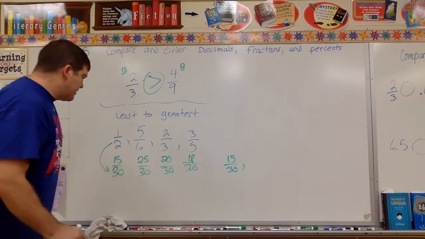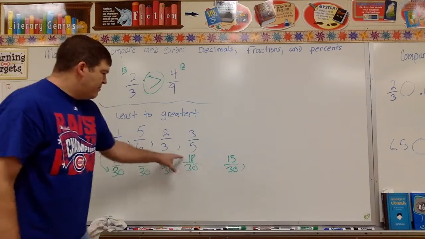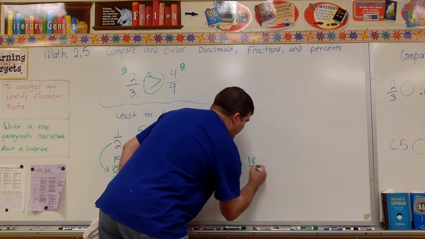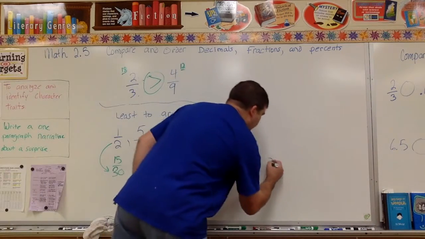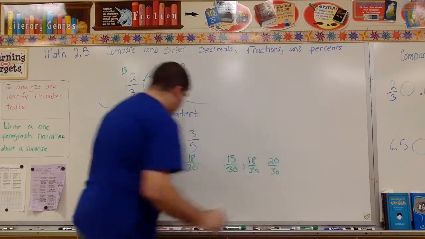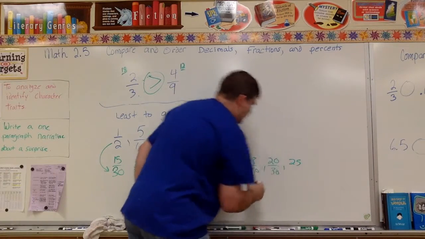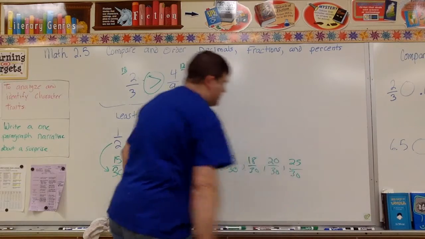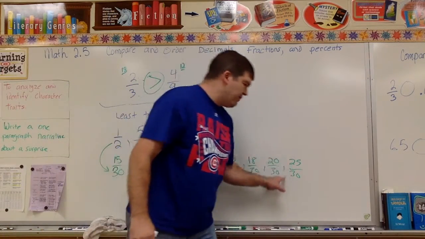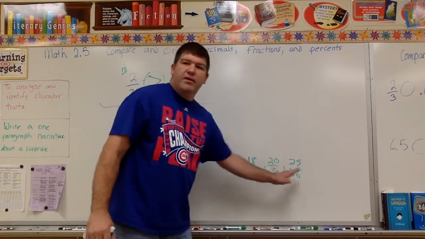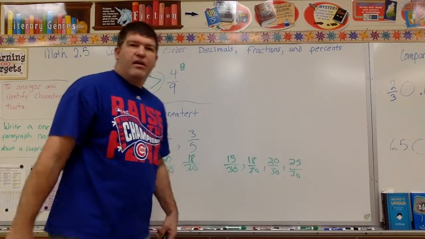And then the next biggest, after I have 15, then a little bit more would be 18. Then a little bit more of that would be 20. Then a little bit more than that would be 25. Oops, 30. Okay. So 15 over 30, 18 over 30, 20 over 30, 25 over 30. I'm getting bigger and bigger. I'm getting closer to spending the whole thing, all of it.